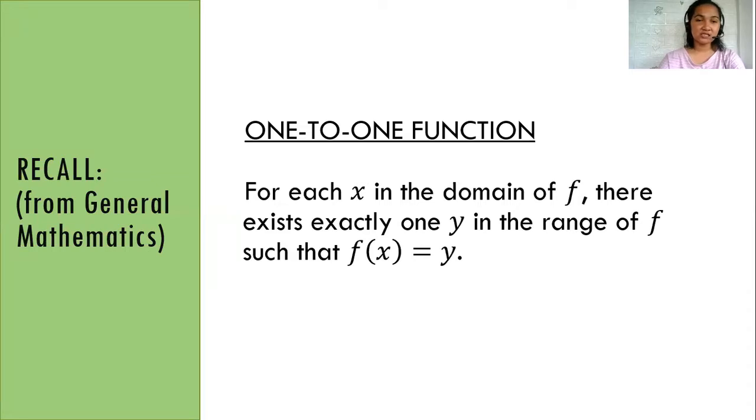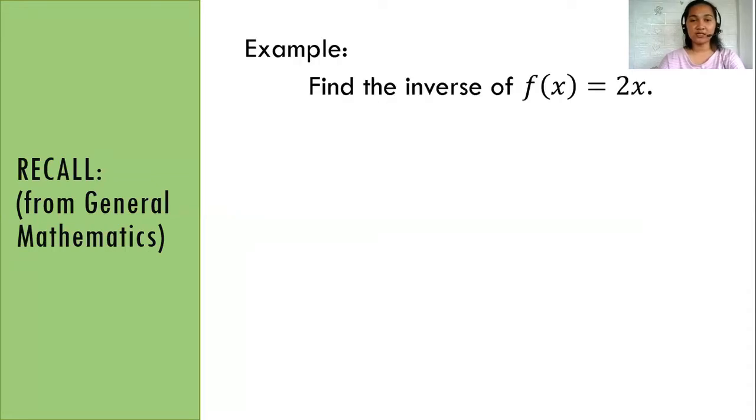So let us consider the given example here. Find the inverse of f of x equals 2x. And recall the process of finding the inverse of a function. First, we are going to replace f of x by y. That is, we change f of x to y. Thus, we'll have now y equals 2x.